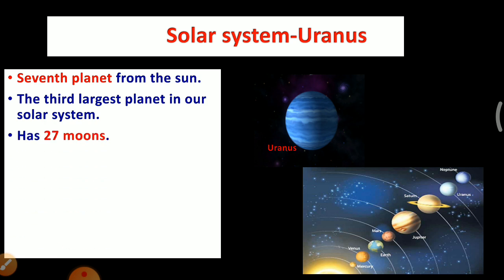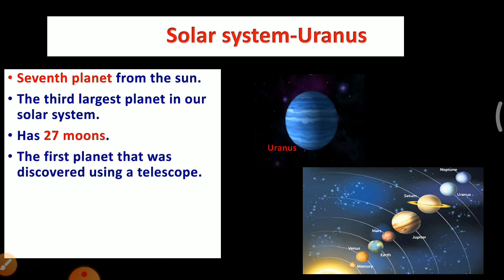It has 27 moons. The first planet that was discovered using a telescope. This planet was discovered by using a telescope. It takes 84 years to complete one revolution around the sun.